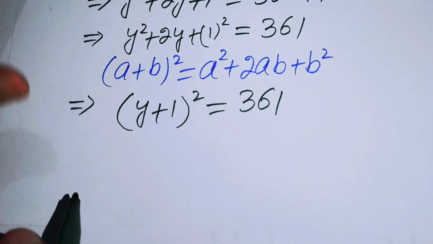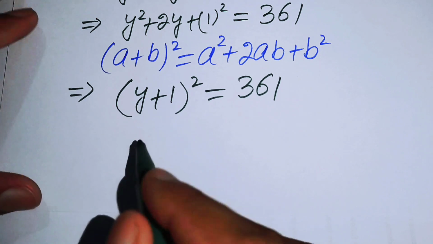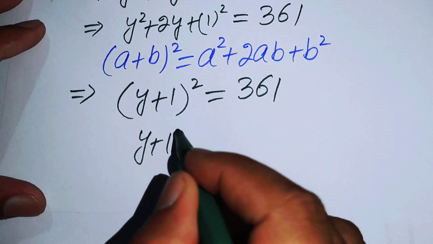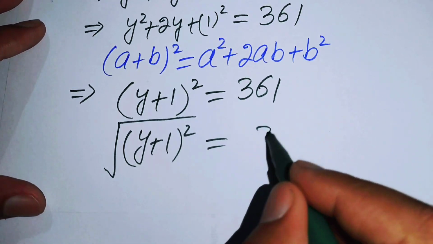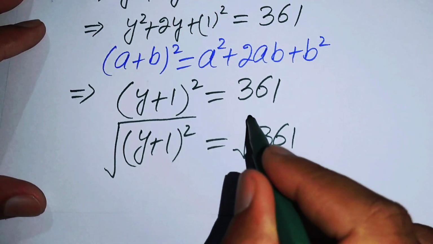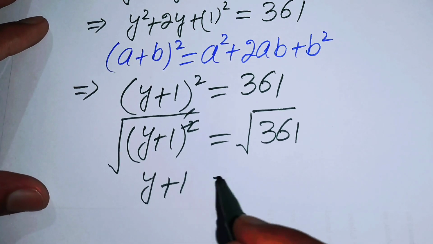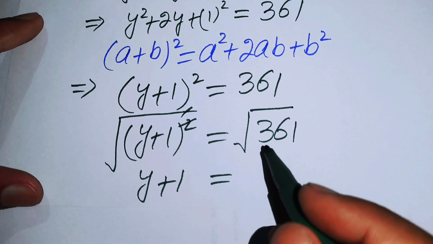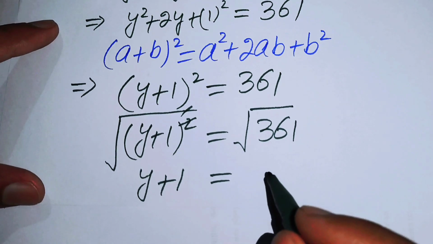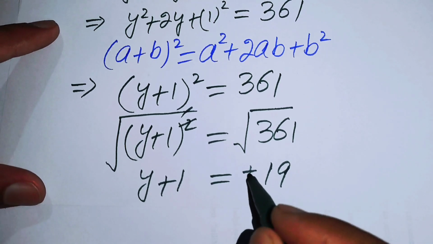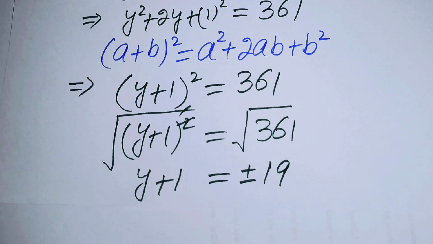So now we can take the square root on both of the sides, and you get the output in the form of (y plus 1) whole square, and its square root is equal to 361. So the square and square root are gone, and here you get y plus 1 is equal to the square root of 361, which is equal to 19, and here we can add plus minus because we can take the square root on both of the sides.